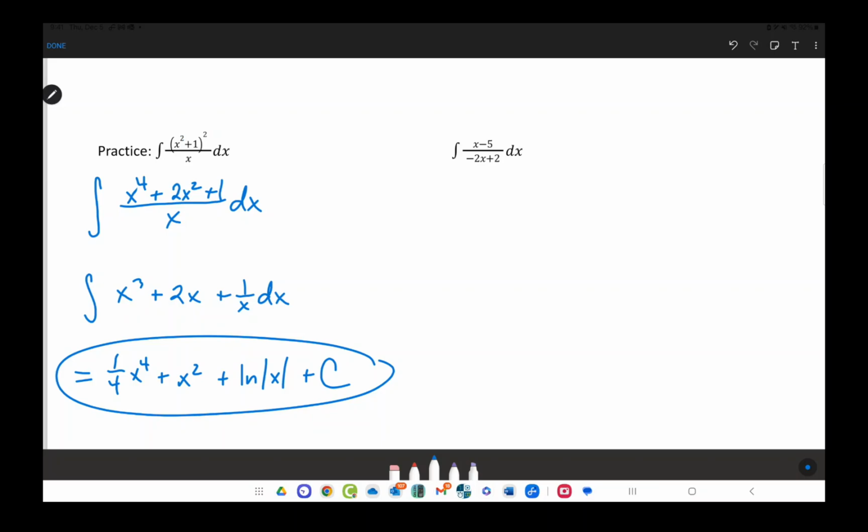If we're doing anything, how can I make this next one easier? Simplify the denominator. Take out the negative 2. Take out the negative 2, but it's in the denominator, so we're going to take out what? Negative 1/2. So this is negative 1/2 integral of x minus 5 over x minus 1.